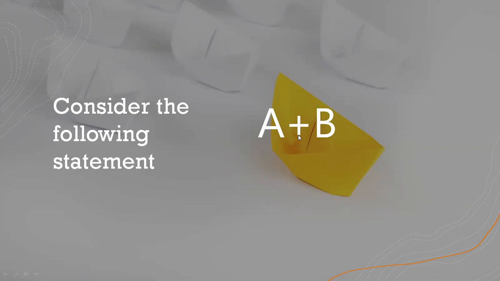The operation performed is addition. Since A and B are the variables on whom the operation is performed, they are called operands. The combination of the operator and the operands is known as an expression. So the expression in this case is the entire statement A plus B.